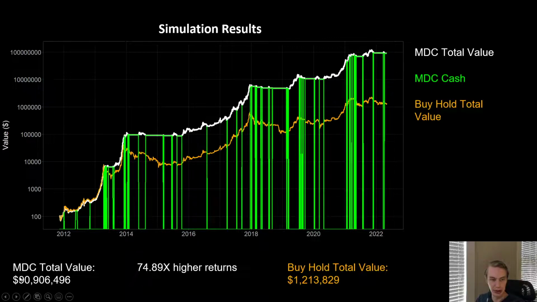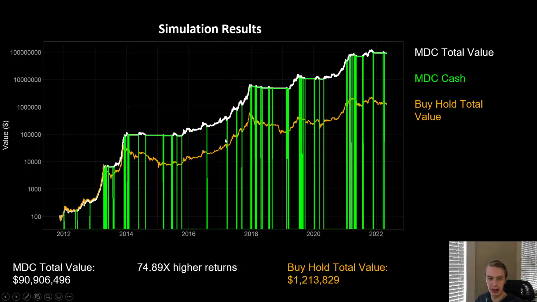And we see that the overall return is around 91 million for MDC, again starting from $100, so that's pretty darn good. And that's compared to just $1.2 million for the buy and hold person here, which is a frankly absurd 75 times higher ROI using the MDC versus just buying and holding.